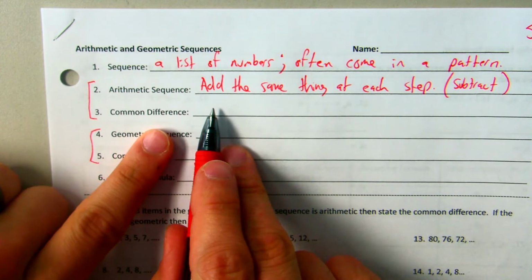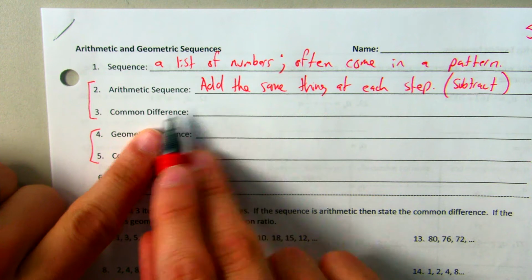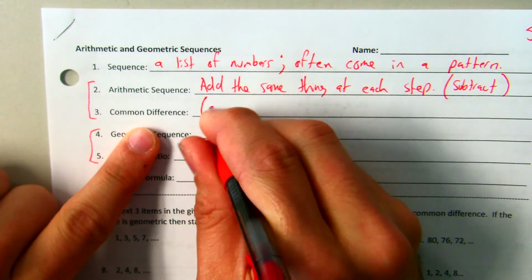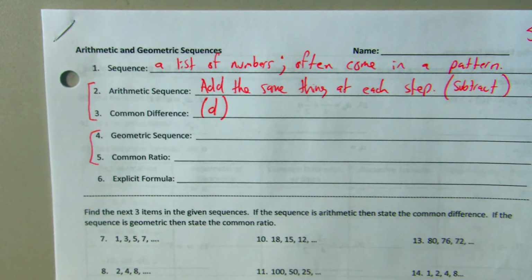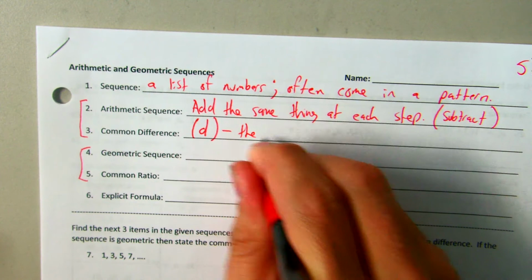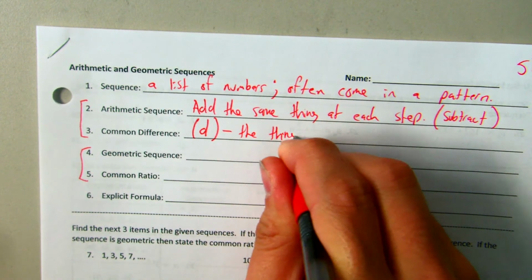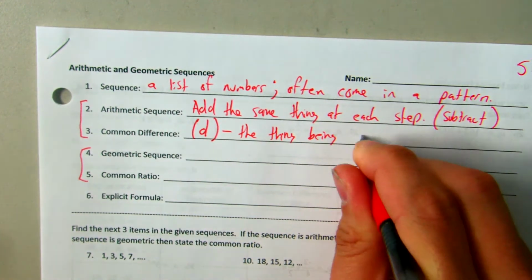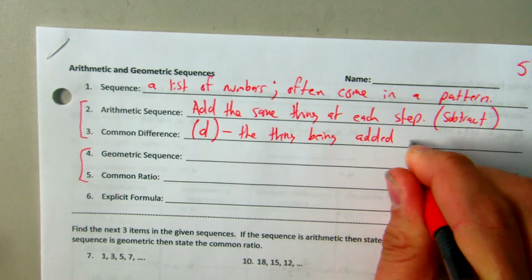And that thing that you added each step is called the common difference, and we refer to that as variable D, common difference D. So common difference D is that thing being added each time.